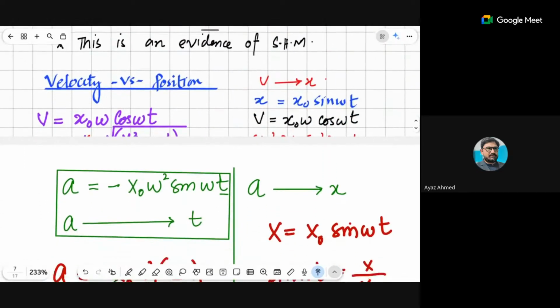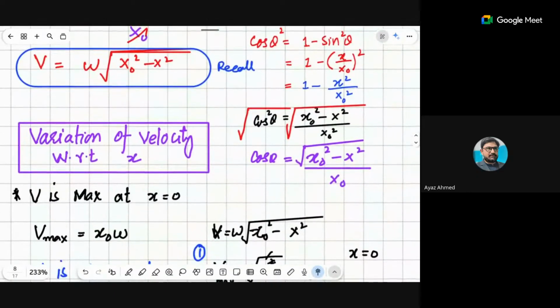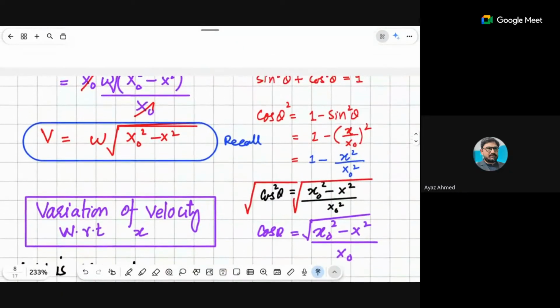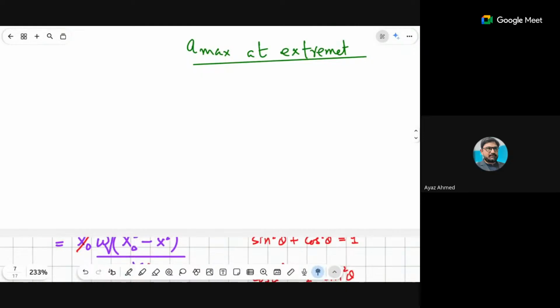Is it clear to all? Beta, is it clear? Clear है सबको या नहीं? Okay, now I will just take a short time of yours, but I will explain one more thing.